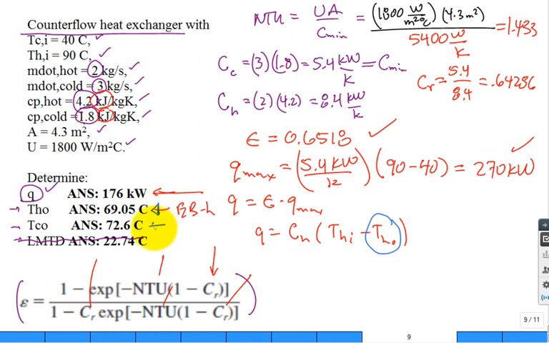Likewise, energy balance for the cold fluid. The same Q, 176 kilowatts. Heat capacity rate of the cold, times temperature cold out minus temperature cold in. Solve for temperature cold out, and you calculate 72.6. Look easy? Good. Ready to press on?